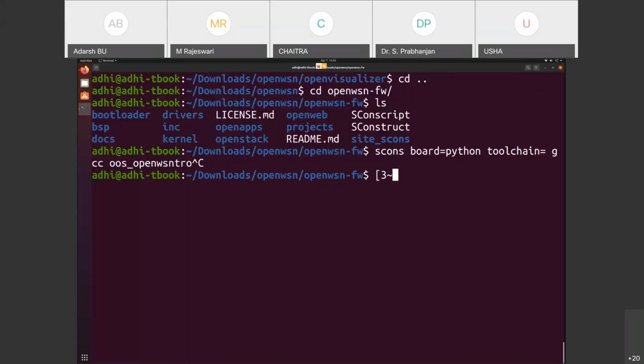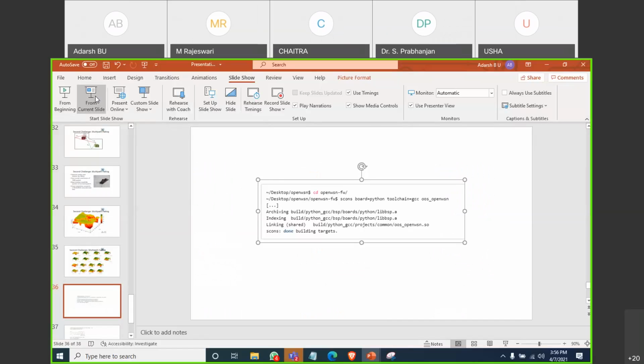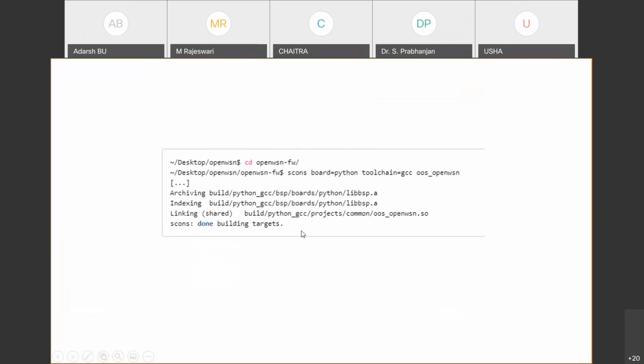Okay, make sure that everyone has executed this command, and you must be able to see the output like this. That is with respect to scons, board equals python, and toolchain, just to compile and build the target files. We are not executing, we are just building the compilation right now.